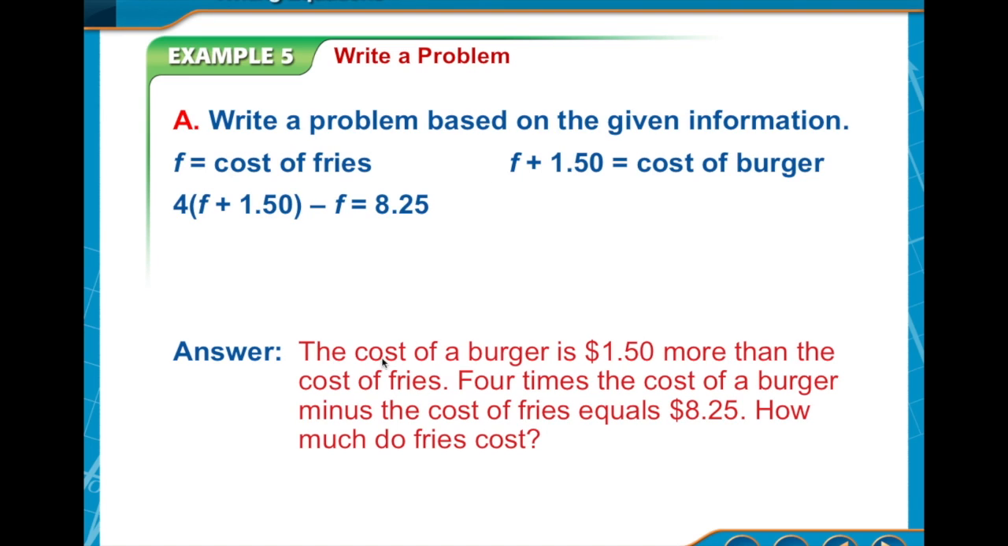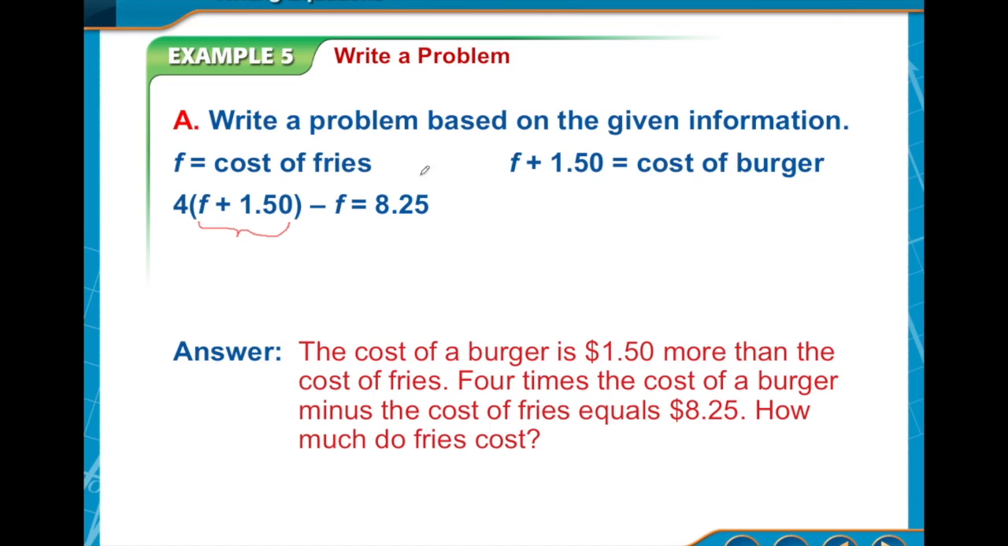So we know the cost of a burger is $1.50 more than the fries. That's what this says. And 4 times the cost of a burger, this whole thing is the cost of a burger, minus the cost of fries equals $8.25. How much do fries cost? So this is like being the person creating the problem. Given this information, we could ask a question.